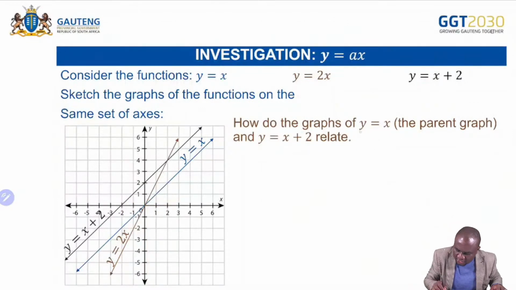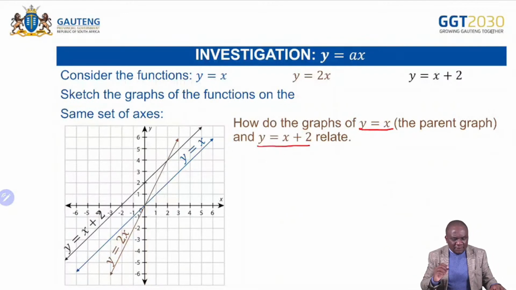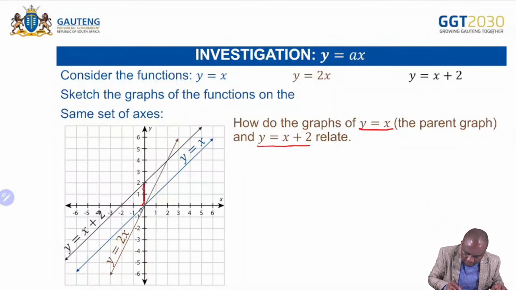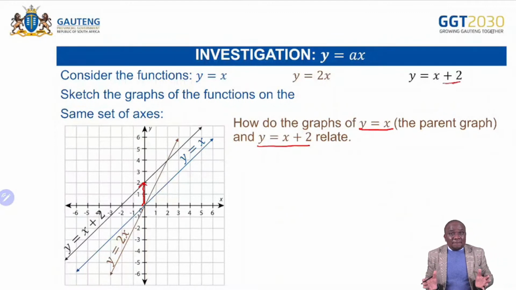How do the graphs of y is equal to x and y is equal to x plus 2 relate? The blue graph and the black graph. So it's like the blue graph was shifted by 2 units upwards to form the black graph. So the plus 2 means the graph is shifted upwards by 2 units. What about negative 2? It is going to go down by 2 units. Treat this as highlights of the next lesson, and now you have an idea of what you're going to learn in your next lessons. Not necessarily the live lessons, but the other lessons.